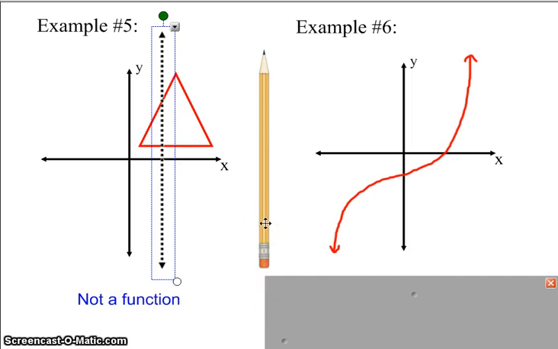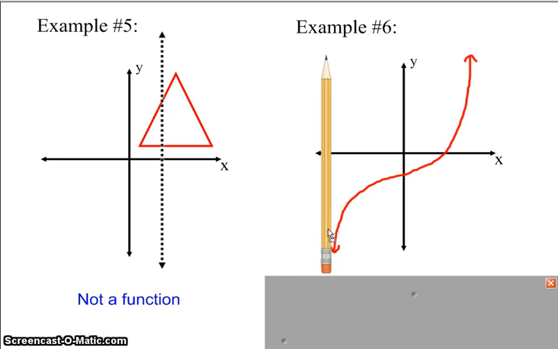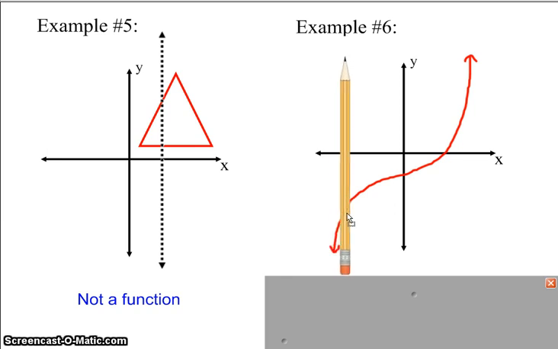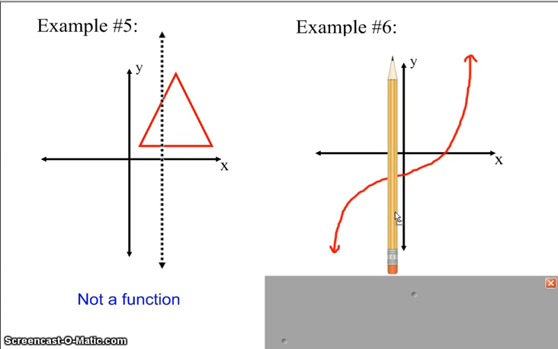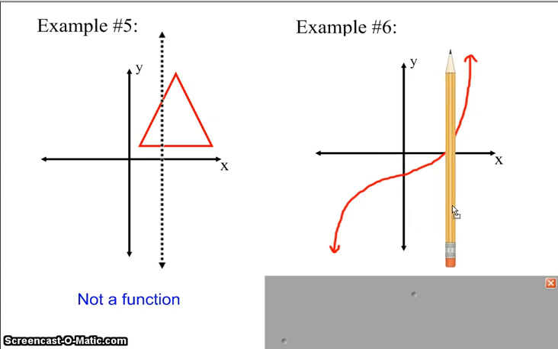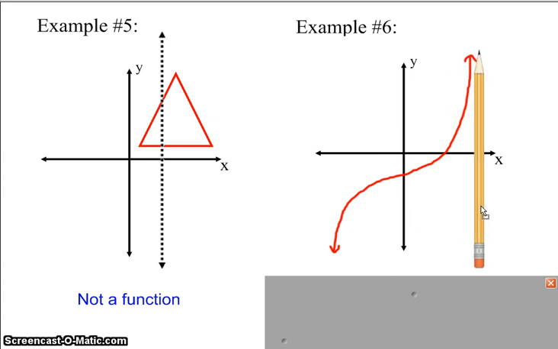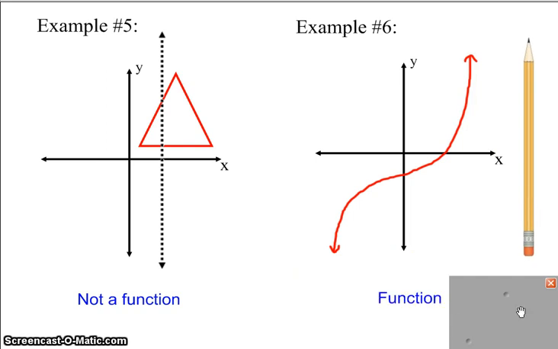But example 6, it's kind of a weird graph here. It looks like a cubic. We'll learn about those later this year. As I go, I'm still only touching this graph at one point at any given time. So this passes the vertical line test. That means it's a function. That's all there is to this.